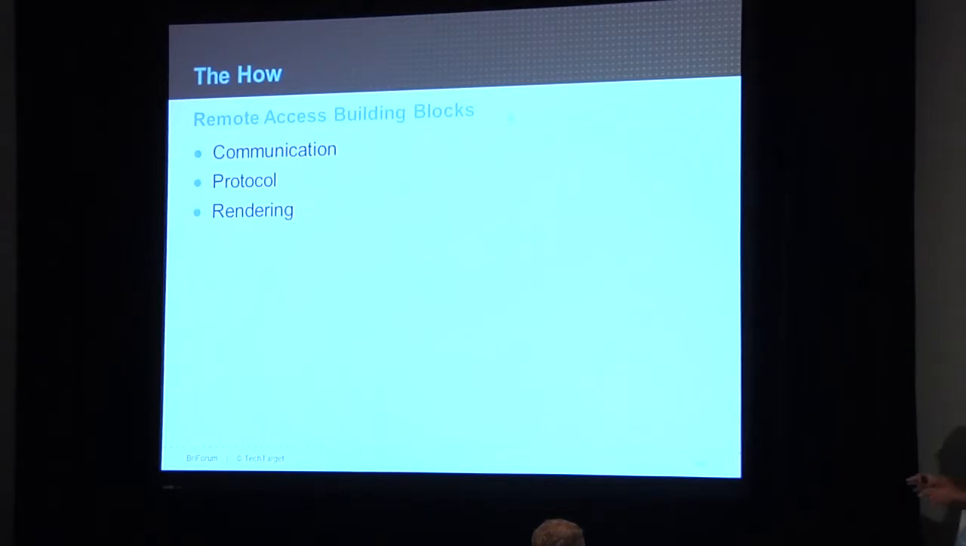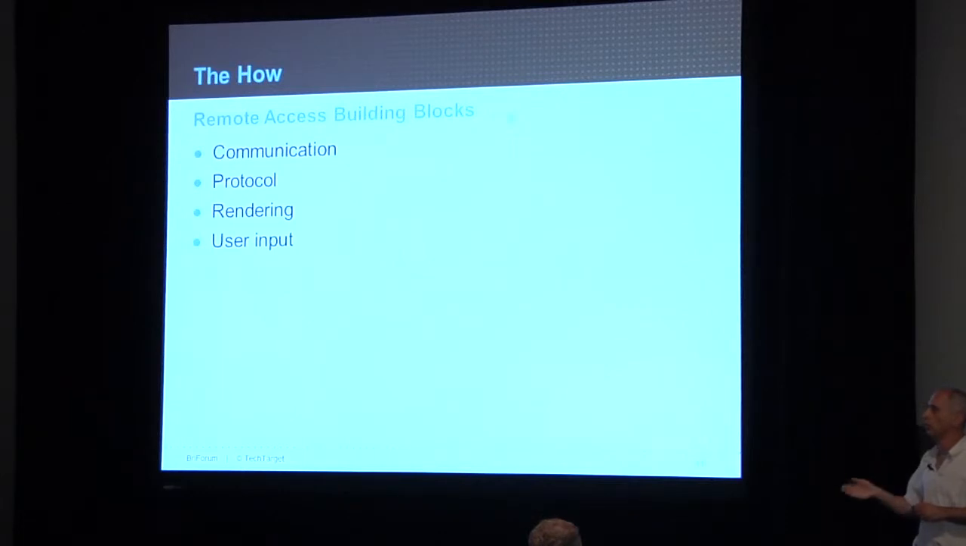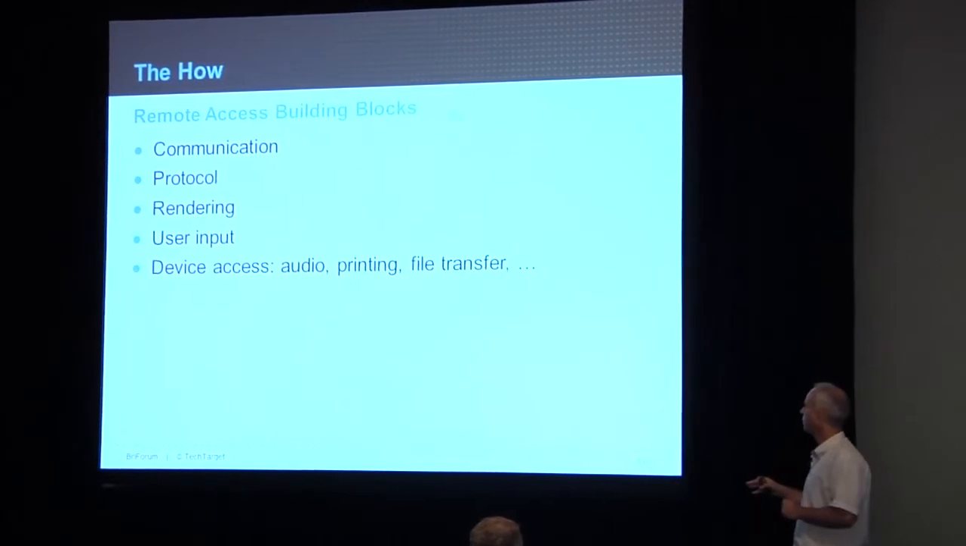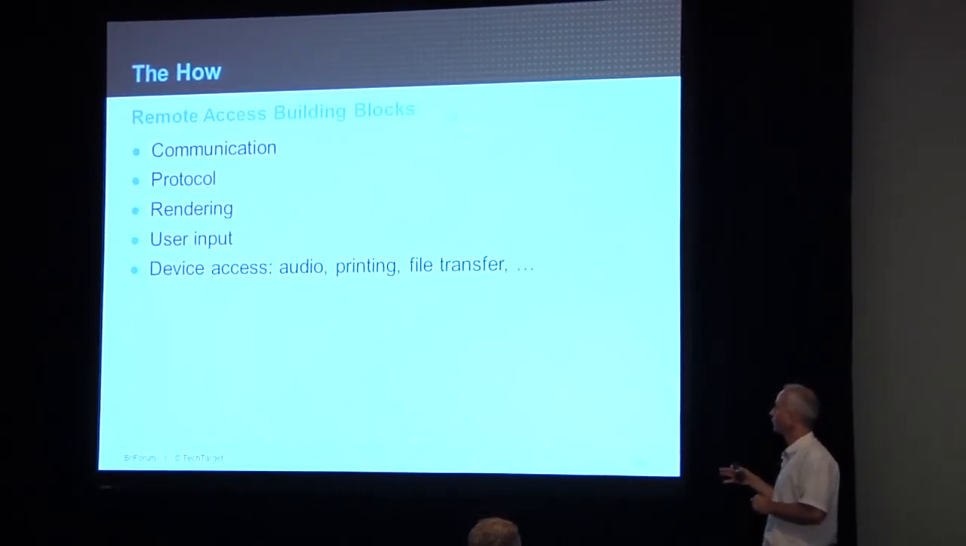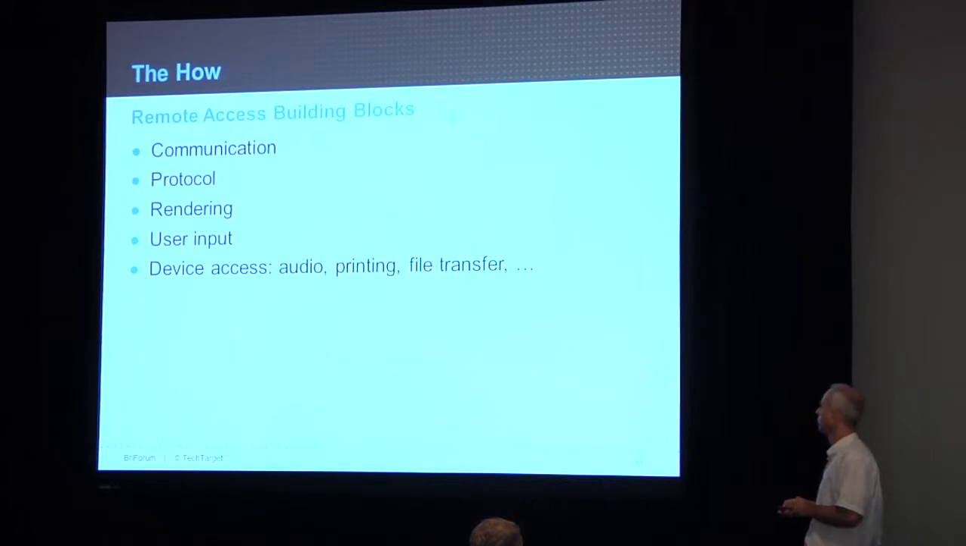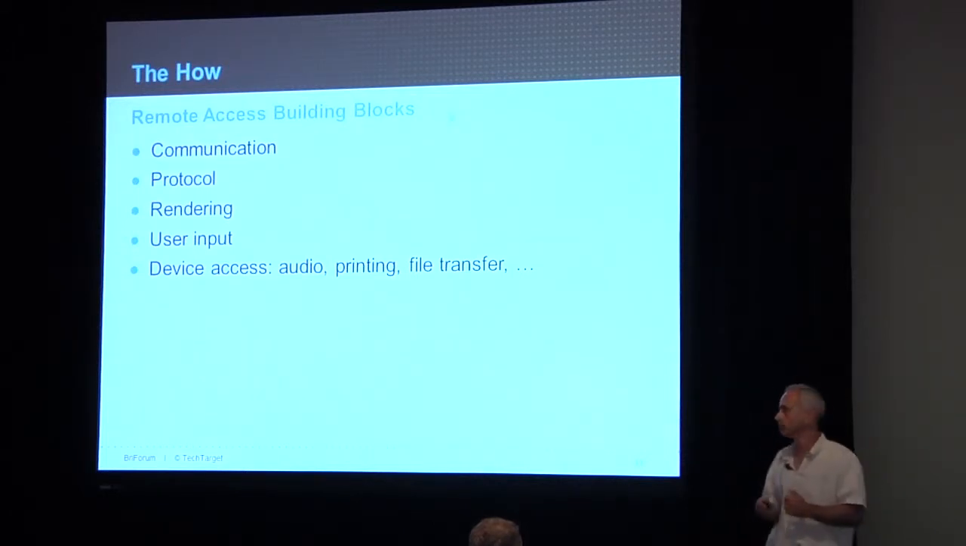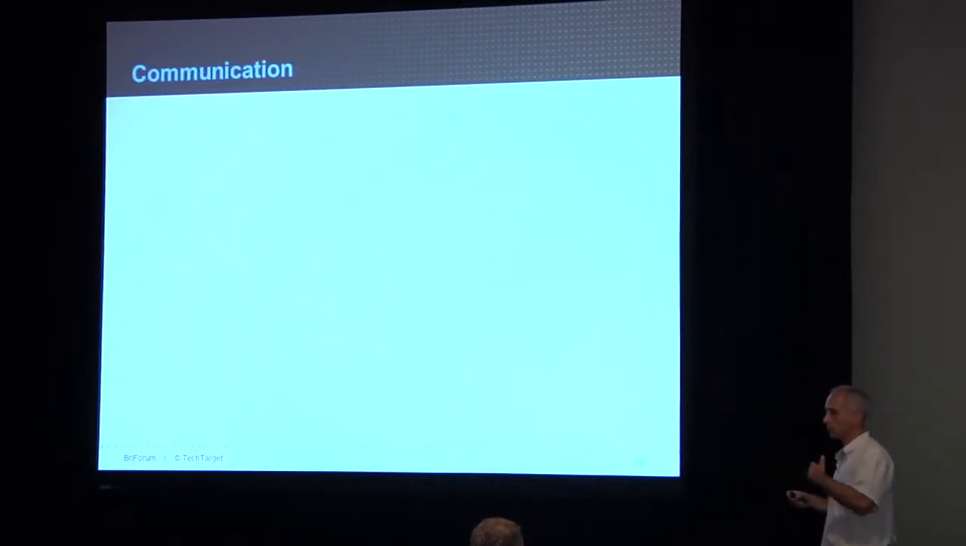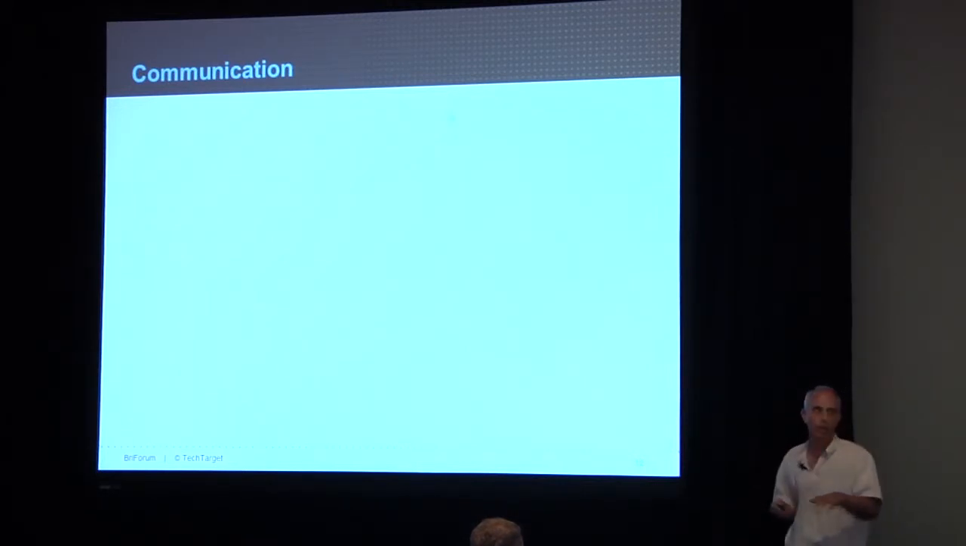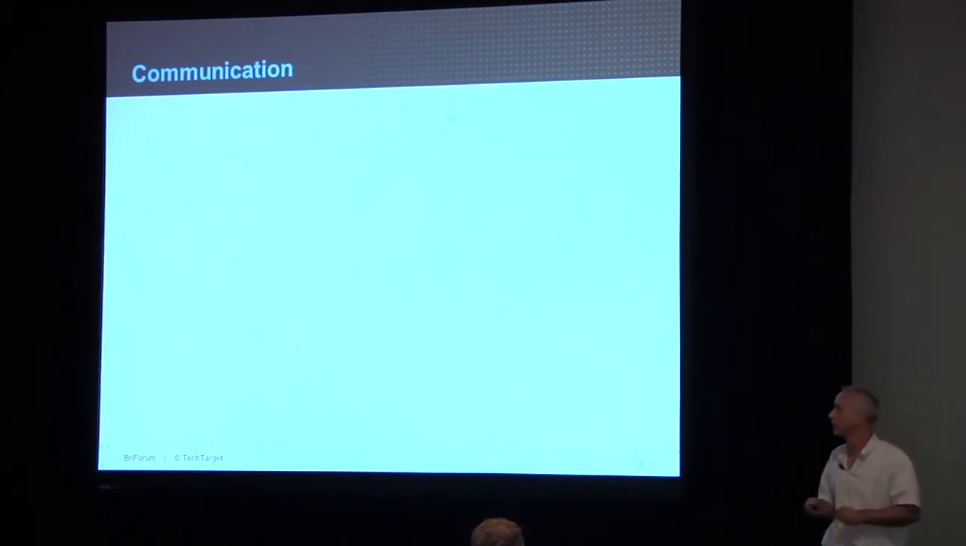You've got the actual rendering, also related to what you just mentioned. How is the data received actually drawn onto the screen? You've got the user input: keyboard, mouse, touch, whatever. Access to various devices: audio, printing, file transfer, drive mapping, USB redirection, whatever. All of these components constitute the basic building blocks of any remote access solution. We'll look at these building blocks one by one in the context of browser-based access.